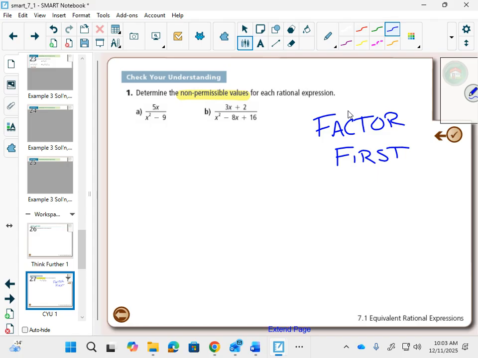So, non-permissible values happen when you divide by 0. That's when it's bad. I've even got a picture of someone here. You can look at it later. Someone who tried to do it at home. They divide by 0. Their house imploded. It's not good. It's not allowed.